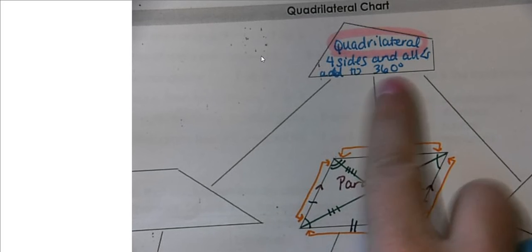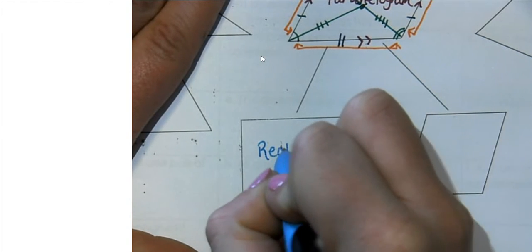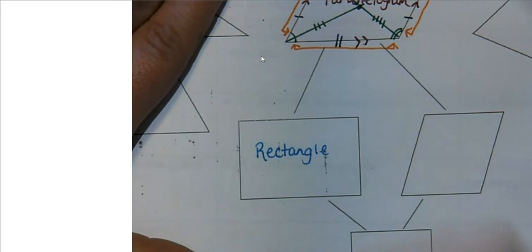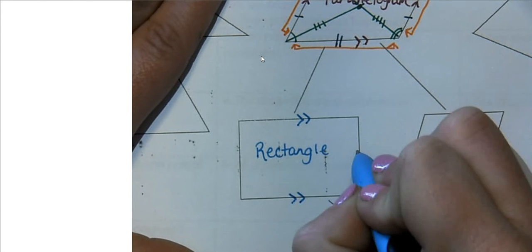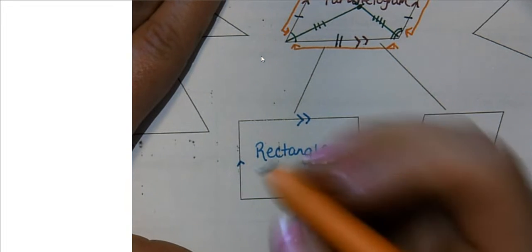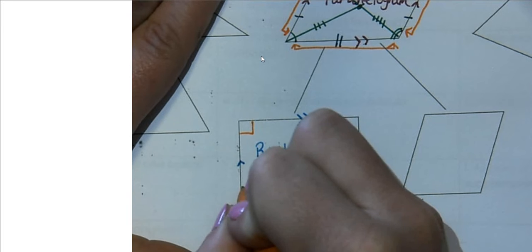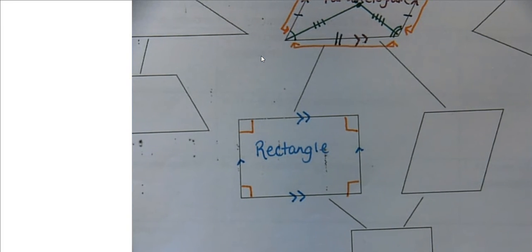And beyond parallelogram are 3 special parallelograms, starting with this one over here, which is called a rectangle. And a rectangle is a parallelogram, so that means that opposite sides are parallel. That has something that's very special. And the thing that's special is that it has 4 right angles. So it's a parallelogram with 4 right angles.